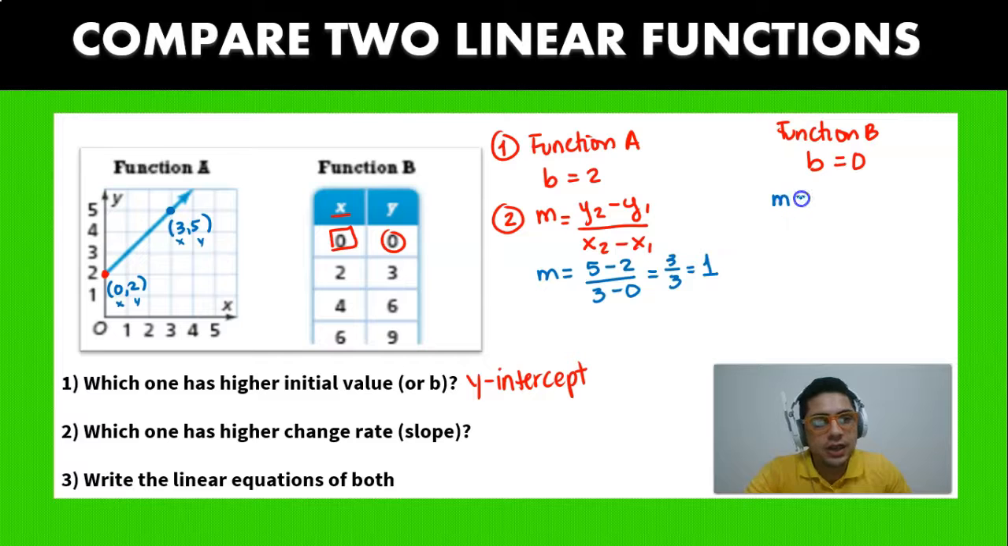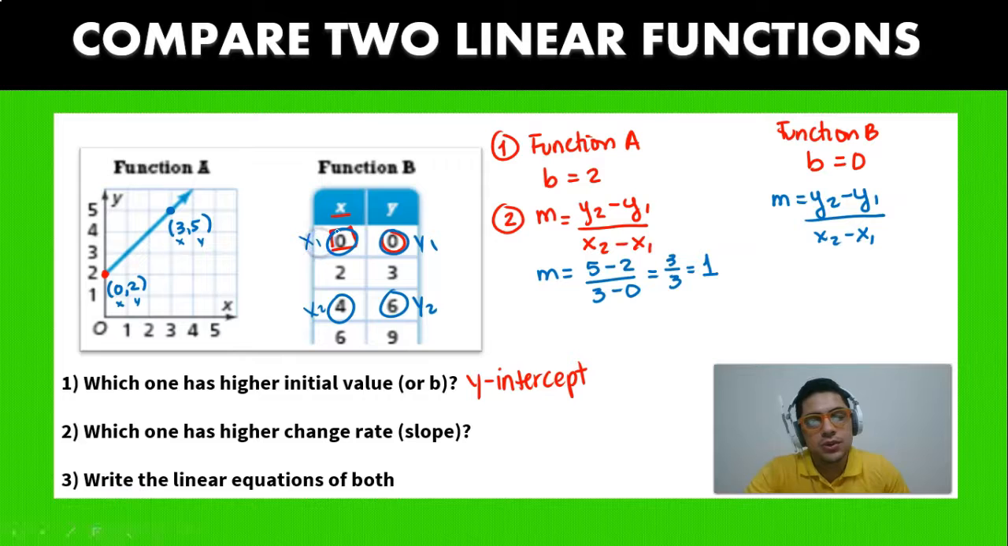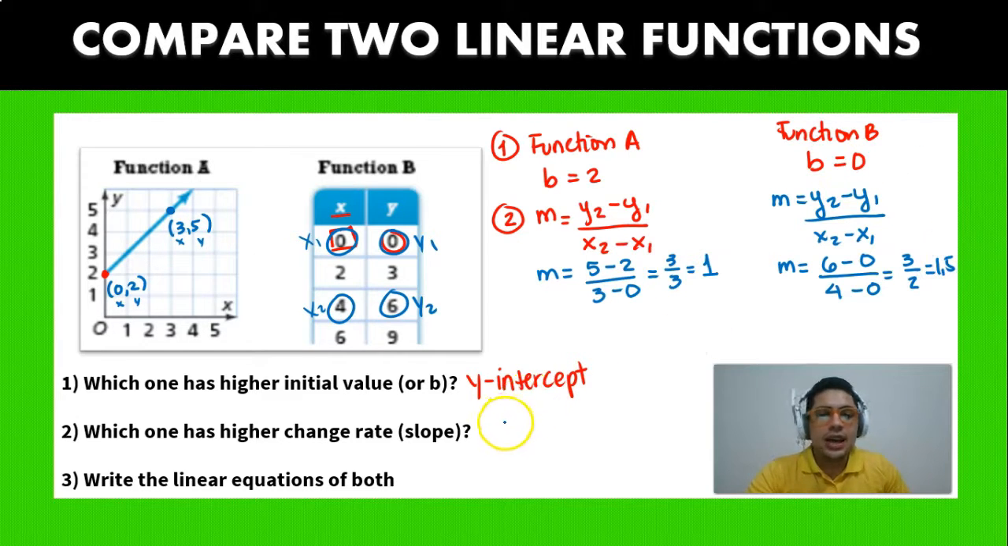Then for function B, it's the same formula, y2 minus y1 over x2 minus x1. Here, I'm going to take the point (0, 0) because it's easier, and I'm also going to take the point (4, 6). So y2 is equal to 6, y1 equal to 0, x2 equal to 4, and x1 equal to 0. Remember, guys, you can use any points from the function or the graph, and you're going to get the same value of m. So in this case, m is 6 minus 0 divided by 4 minus 0, which gives 6 divided by 4, which is 1.5. So the one that has the higher rate, or the higher slope, is function B. And the one that has the higher initial value is function A.